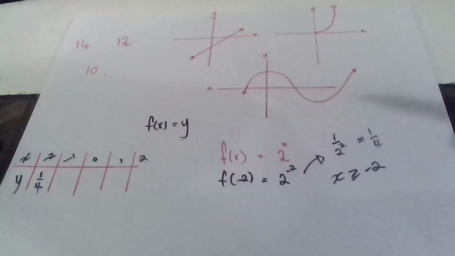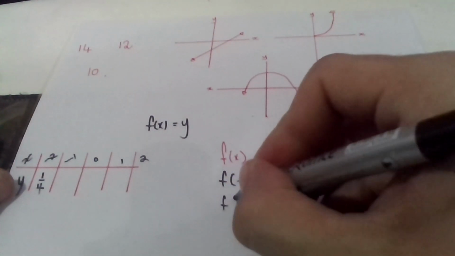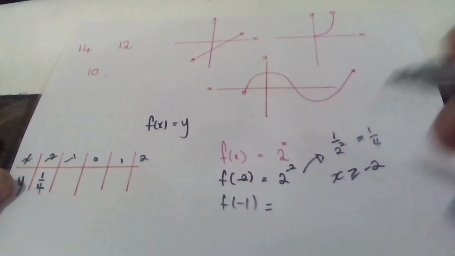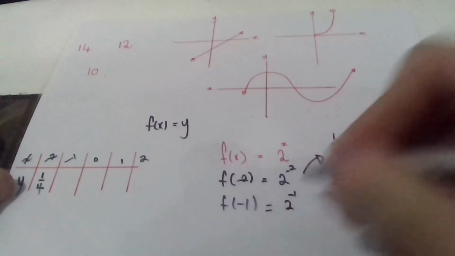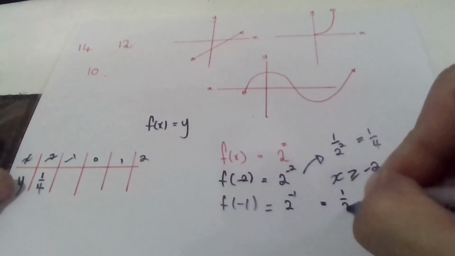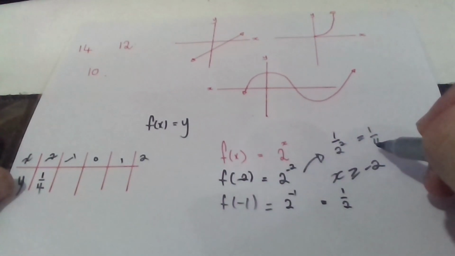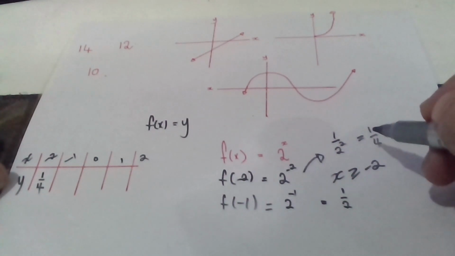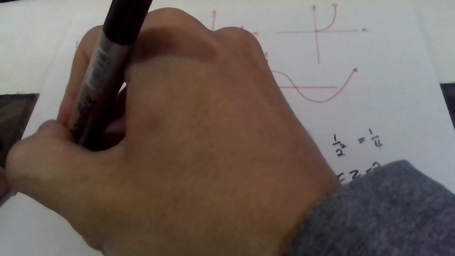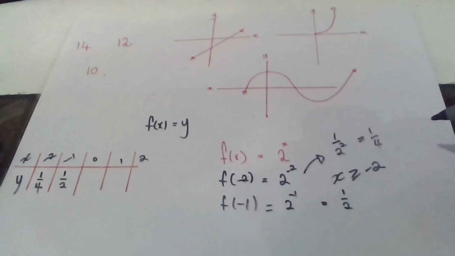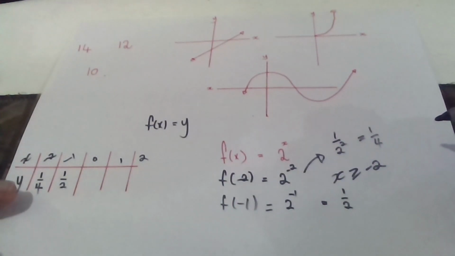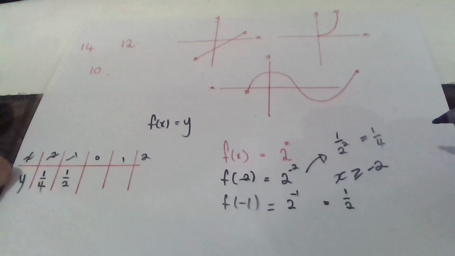Now I'm going to the second one, doing the exact same thing for -1. So f of -1 is equal to 2 to the power of -1. By following the same principle, this gives me 1 over 2. So now I get a half. Notice how this is doubling very quickly. Very quickly.